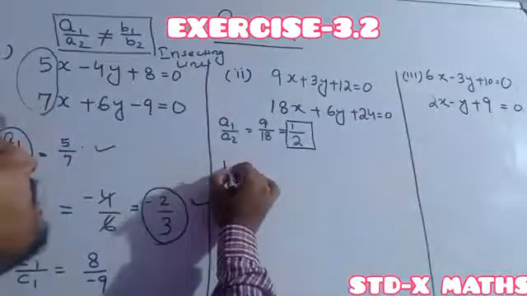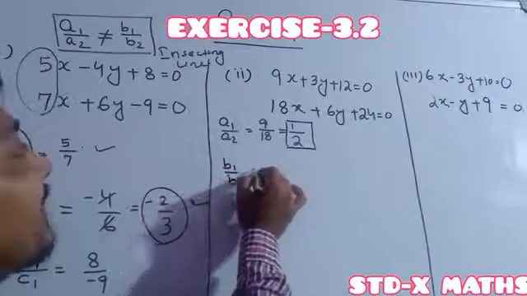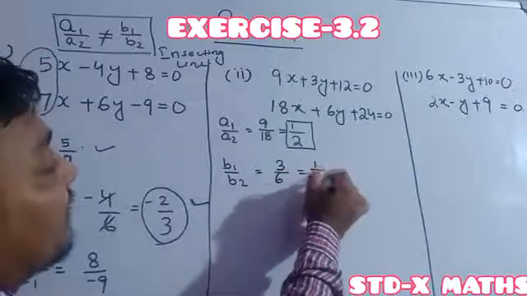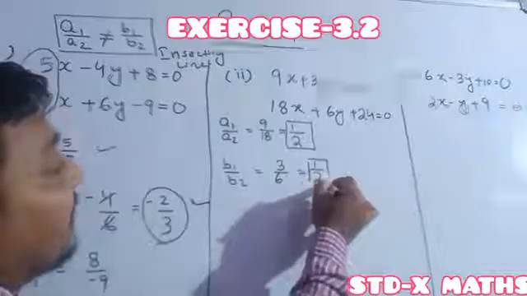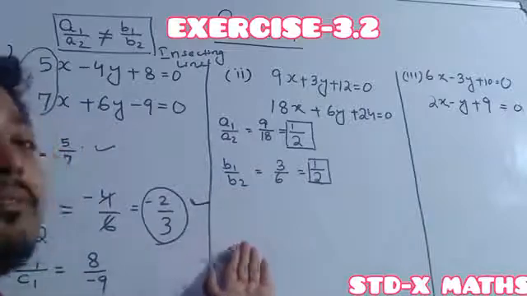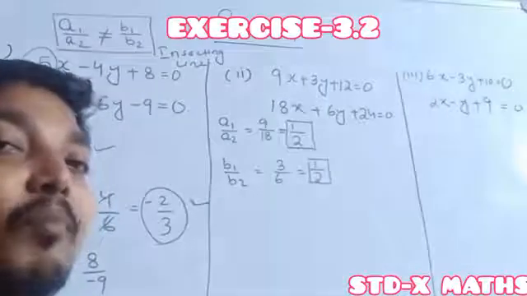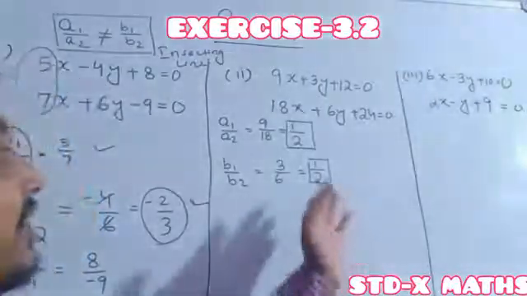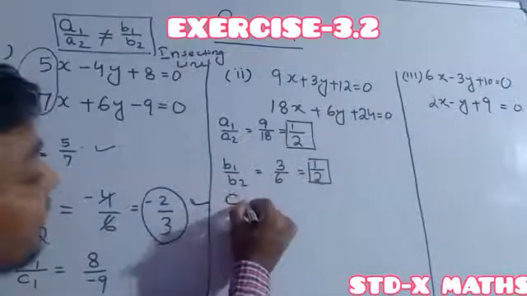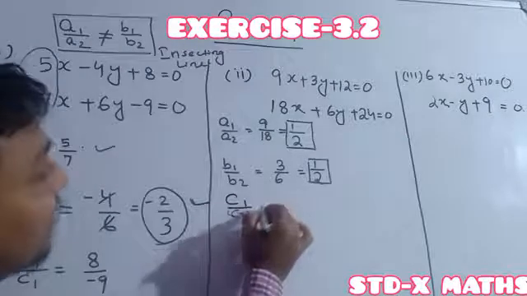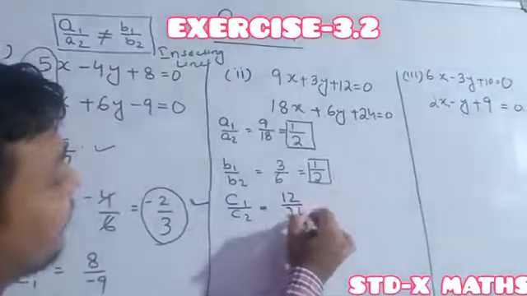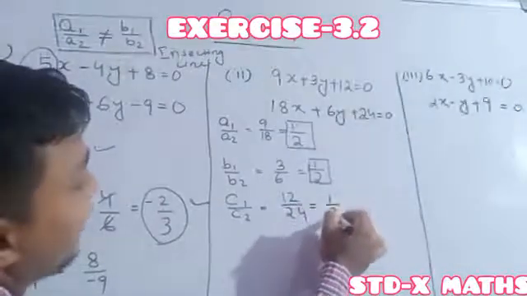See, here b1 divided by b2 is how much? Here it is 3 by 6. On simplifying, we get 1 by 2. If it was not equal, without checking c1 by c2, we could directly say both are intersecting lines. As both are equal here, we need to check the ratio of c1 by c2. And here c1 by c2 is 12 divided by 24, which is also 1 by 2.